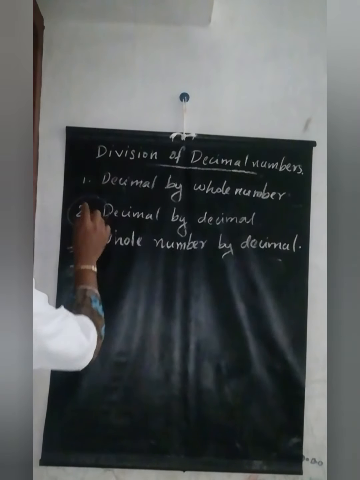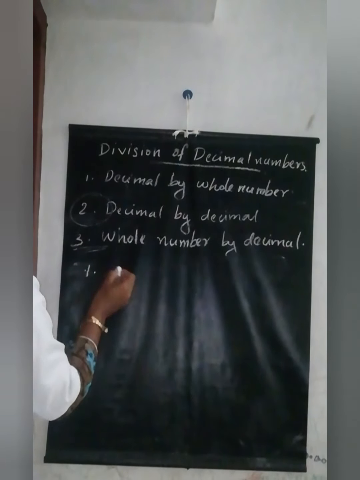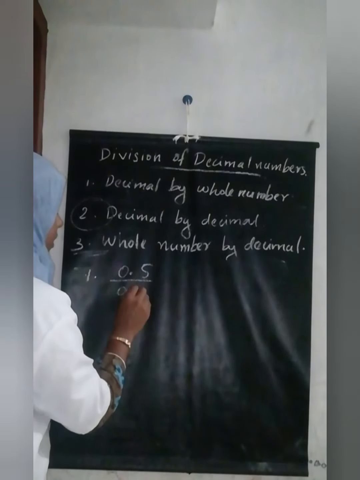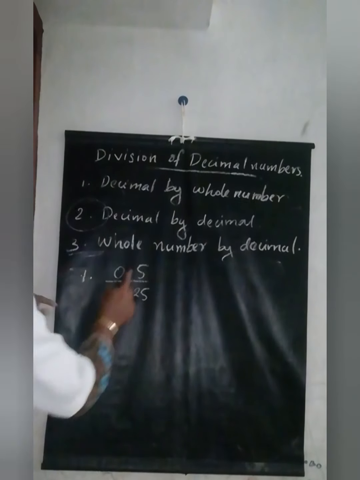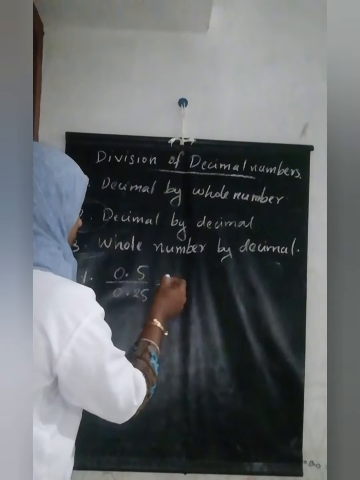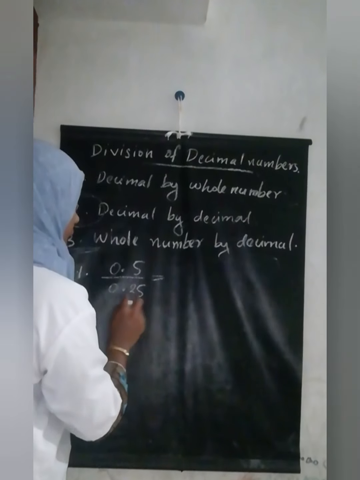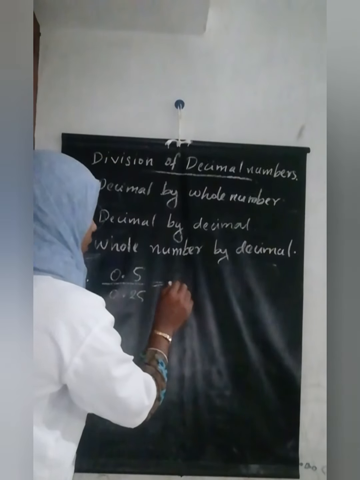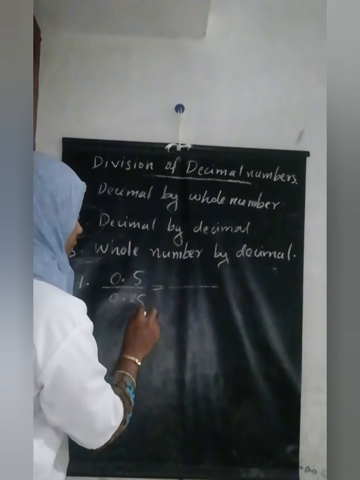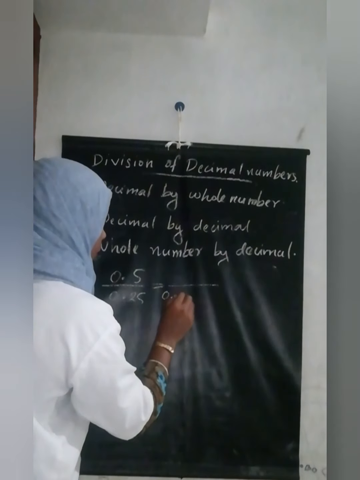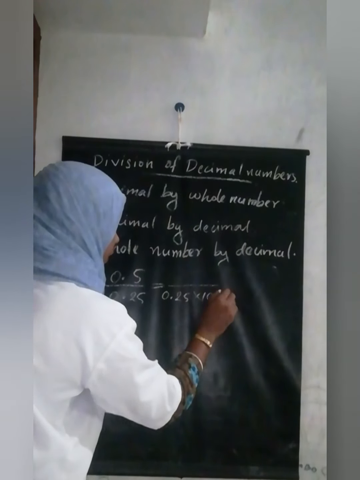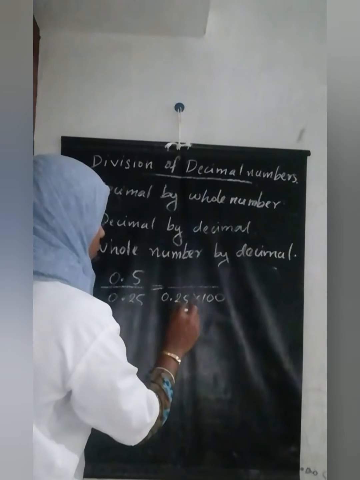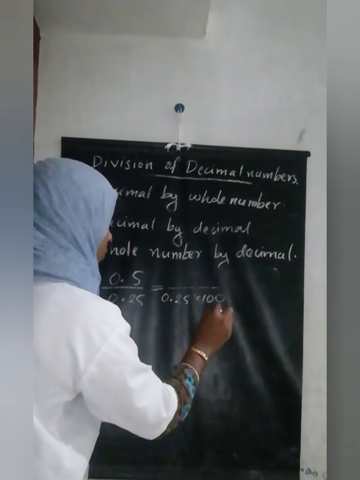Next we can consider division of a decimal by a decimal. For that, first question, 0.5 divided by 0.25. In this we have to do it in a special way: count the number of decimal places in the divisor. 2 decimal places are there. So to avoid this decimal number, we have to multiply by the number having 2 zeros. That means 0.25 into 100. For avoiding the decimal number, we have to multiply the denominator by 100, because here 2 places, so we multiply using the number having 2 zeros.